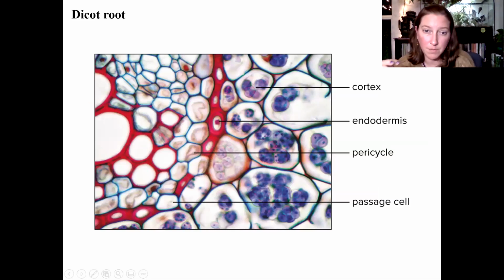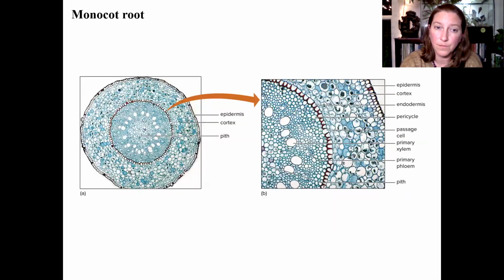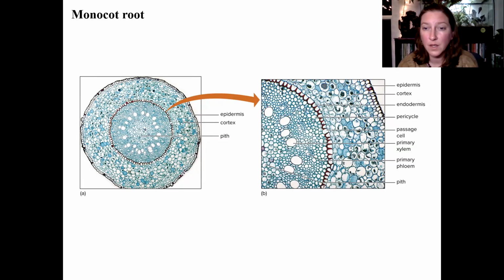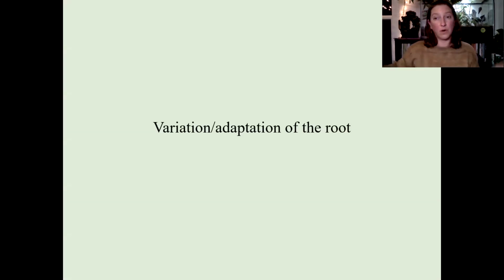This is just a close-up of that again. Monocot root, right? Kind of looks like a ring. Yeah, and the different parts of it there. But I'm more concerned of you being able to distinguish dicot versus monocot stem, dicot versus monocot leaf, dicot versus monocot root. That's what I want you to remember. All right, we're almost done. Just going to talk a little bit about variation of roots.